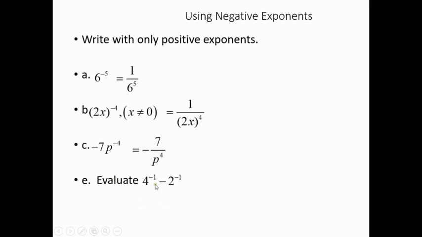So our result is negative 7 over p to the fourth. So that means that 4 to the negative 1 would be 1/4, and 2 to the negative 1 would be 1/2, which is what we have here. We subtract these and we end up with negative 1/4. But what we really want to take away from all of this is that when you have a negative exponent, you move it to the opposite side of the fraction bar and then change the exponent to a positive, which is what we did in each one of these cases.